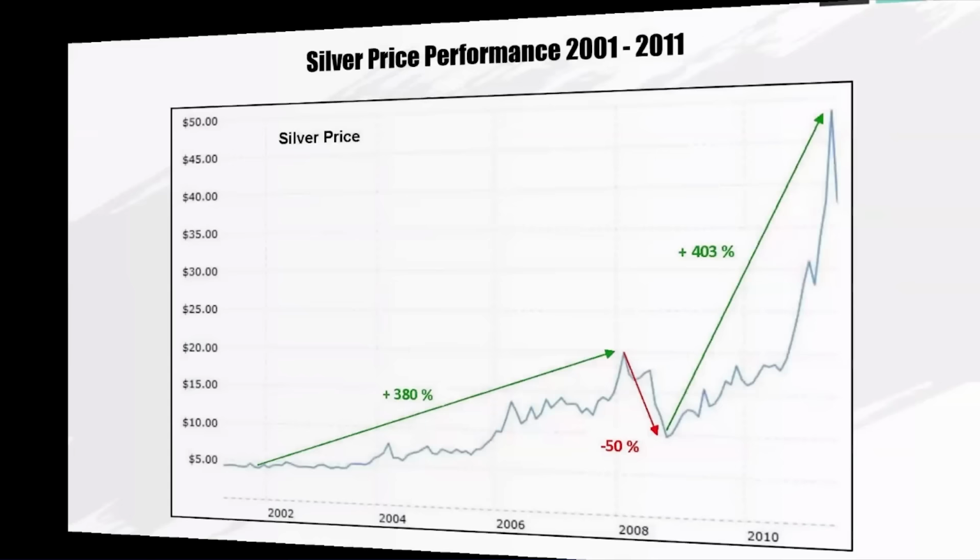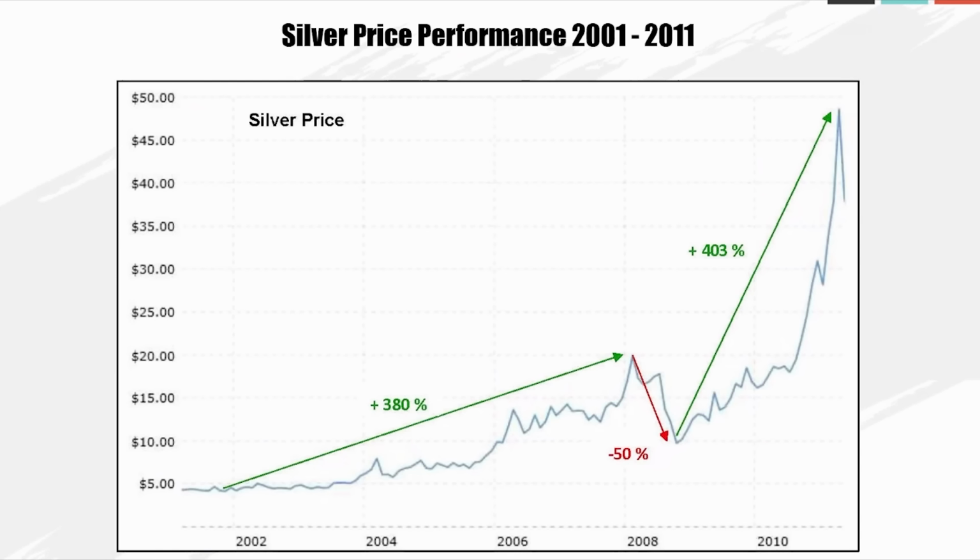Silver's price performance in this new bull market, as you can see from early 2002, we had a nice run to the 08 financial crisis, about almost a 400% gain, so four times on your money over those years. And then we had the financial crisis that dropped both gold and silver. It dropped silver more than gold, but they both fell sharply and rebounded just as sharply. And I believe that's a good setup for where we're at now.